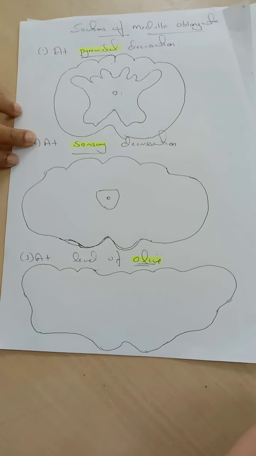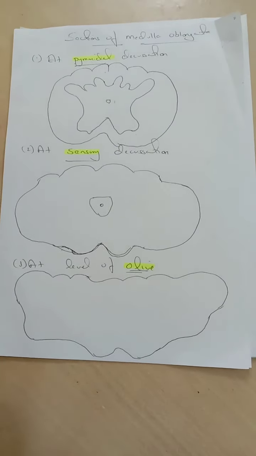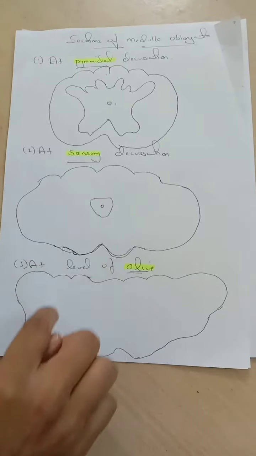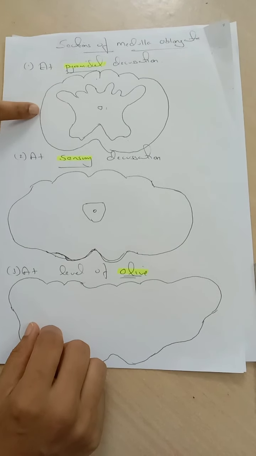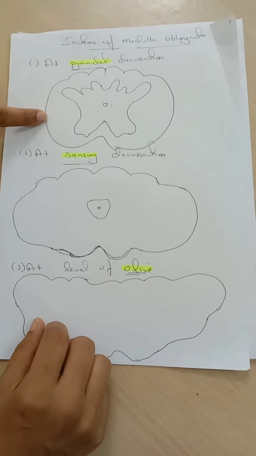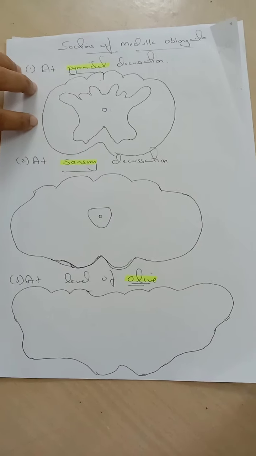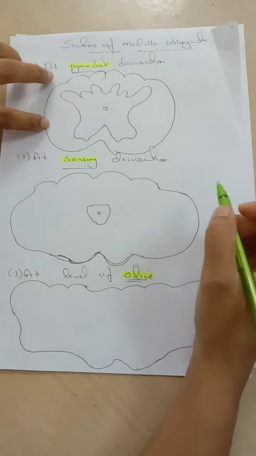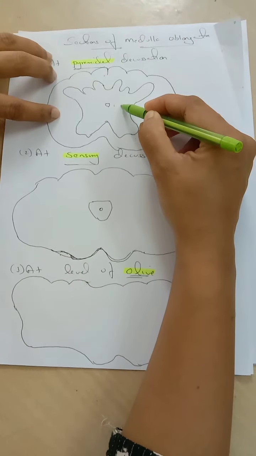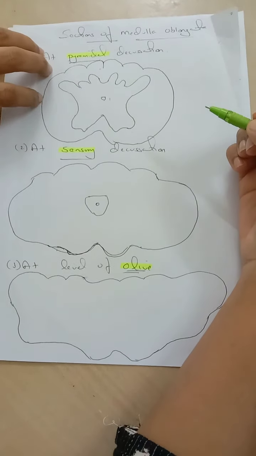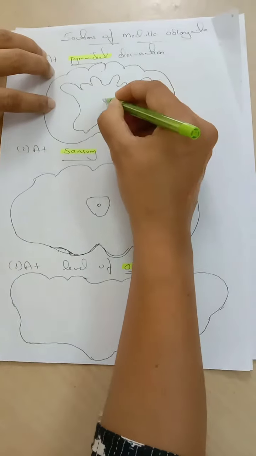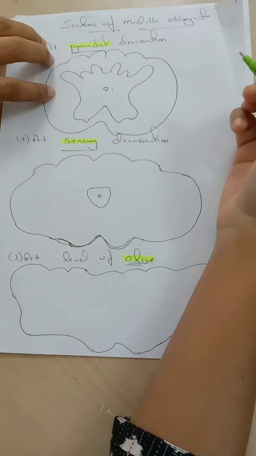So at the level of olive it is called as. Okay, so these are the three sections. As you are seeing, this is the lower part of medulla. It will resemble that of the spinal cord. Okay, so what are the structures you see in this section? This is the gray matter, just like spinal cord, and what you're seeing around is the white matter. Okay, so within the gray matter, this is a central canal, just like spinal cord.